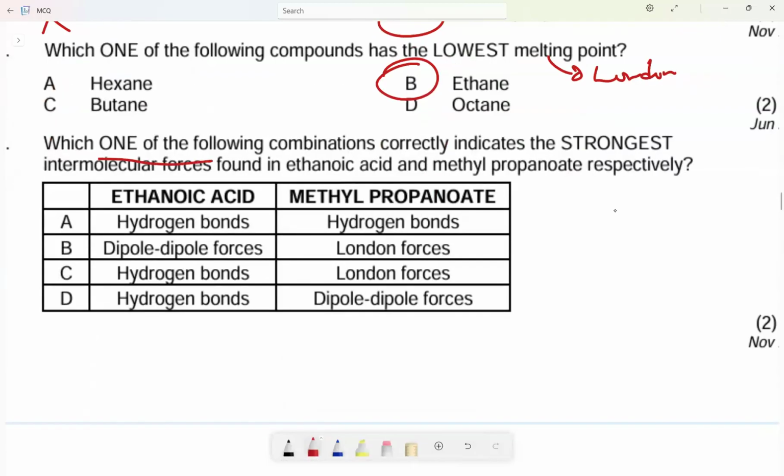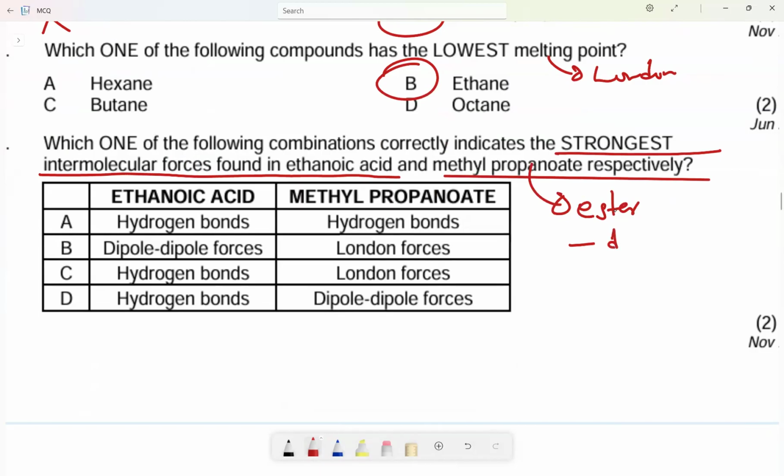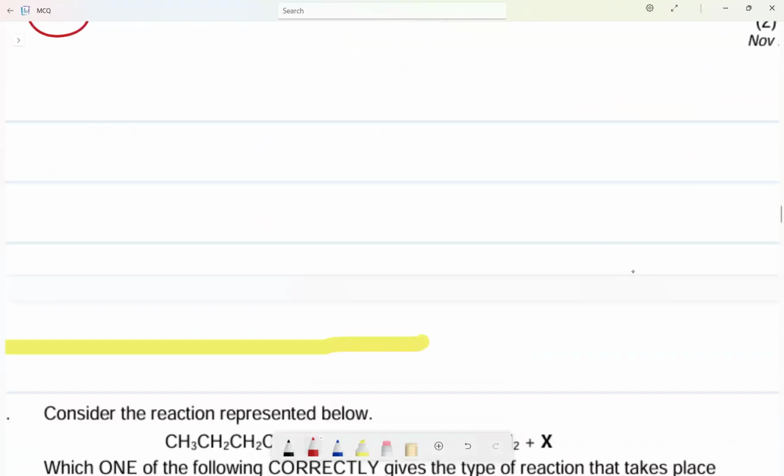Which one of the following combinations correctly indicates the strongest intermolecular forces found in ethanoic acid and methyl propanoate? This is an ester. An ester has what? Dipole. This is a carboxylic acid. It has what? Hydrogen bonds. So hydrogen bonds for the acid, and for methyl propanoate, I need what? Dipole. So the most correct answer is number D. Very, very important and key.